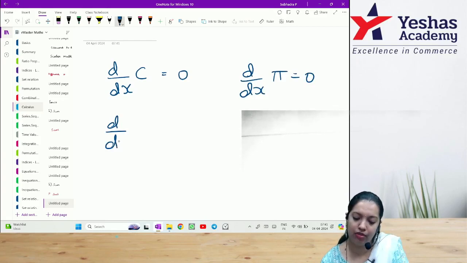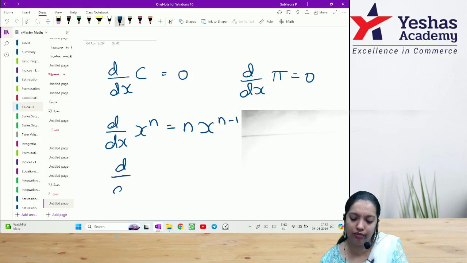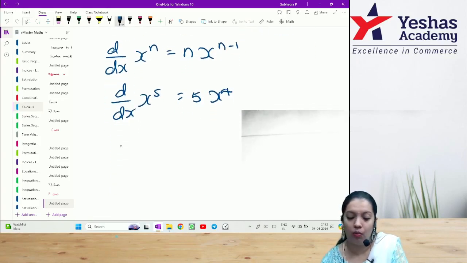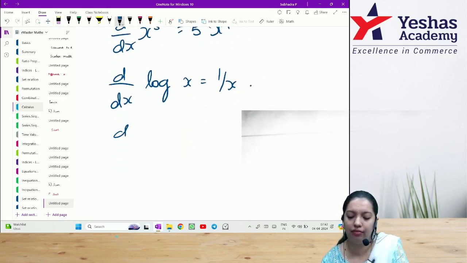What is the derivative of x^n? n into x^(n-1). So the derivative of x^5 is 5 into x^4. Next, what is the derivative of the third one? Log x, 1 divided by x. What is the derivative of root x? 1 by 2 root x.